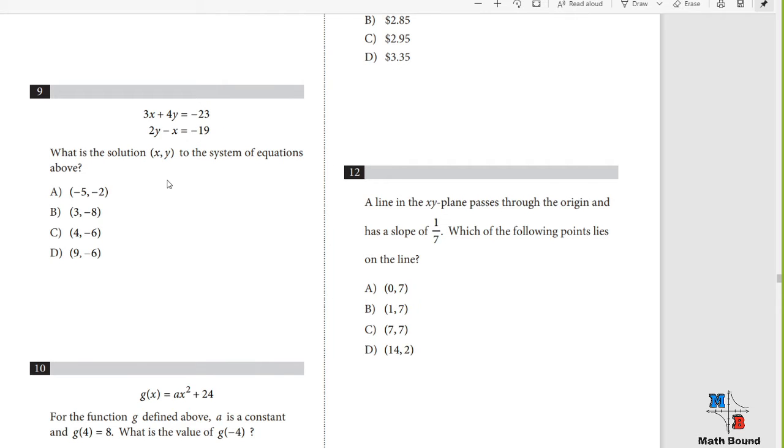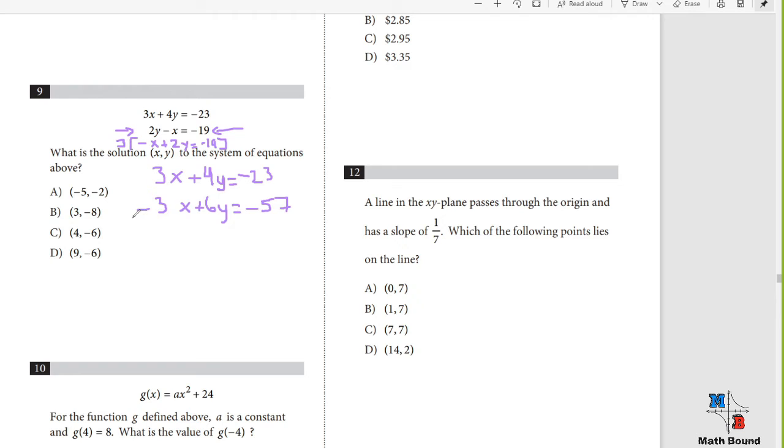Problem number 9. What is the solution (x, y) to the system of equations above? I would cancel out the x's because this second equation, I can rewrite it as negative x plus 2y equals negative 19. So if I multiply the second equation by 3, you're going to end up with a new system. 3x plus 4y equals negative 23. Negative 3x plus 6y equals, this is just negative 57.